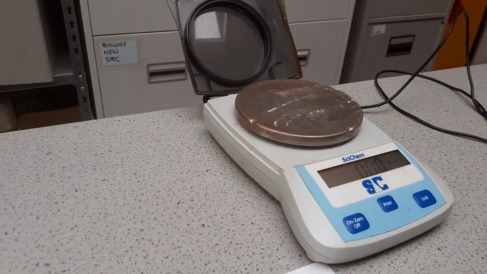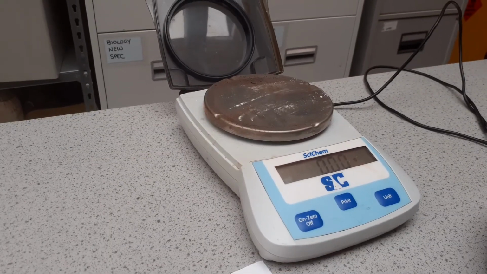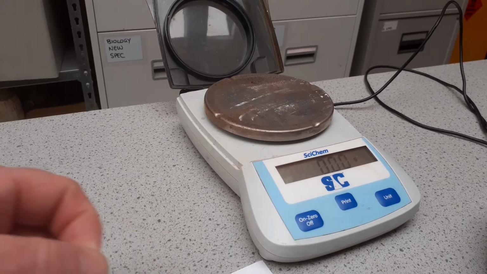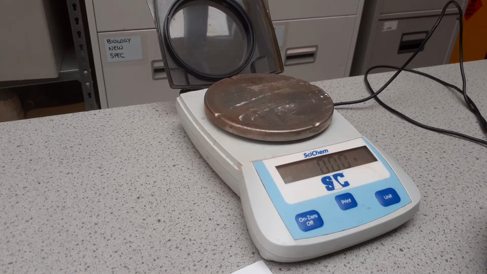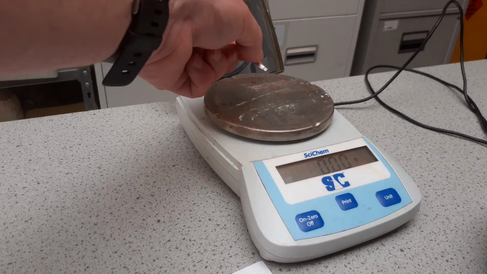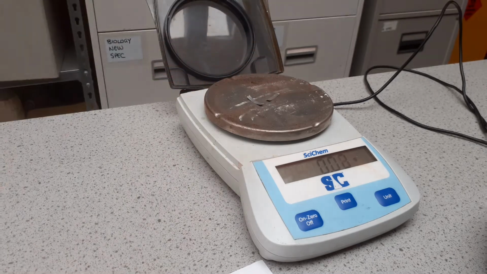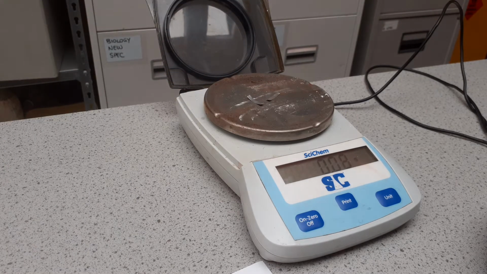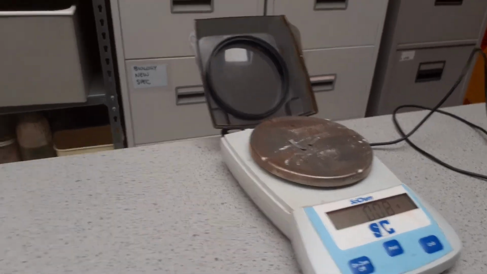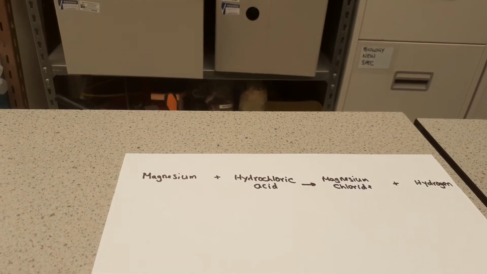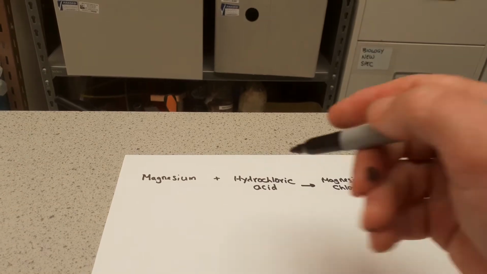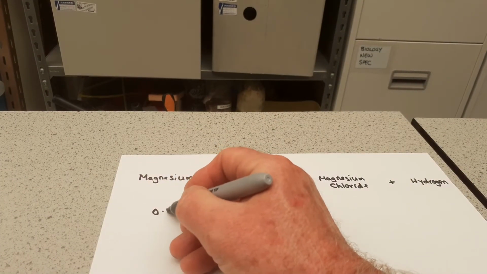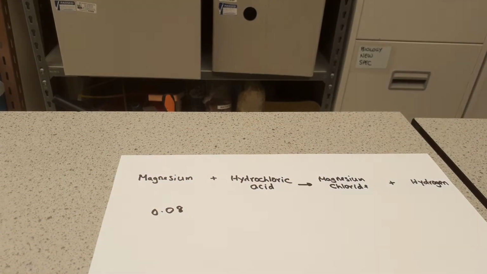this is our top pan balance, and the reason why we're using this is that we can measure accurately to 2 places of decimals. So our mass of magnesium is 0.08 grams. So coming back here, we'll put this onto our sheet, 0.08 grams.